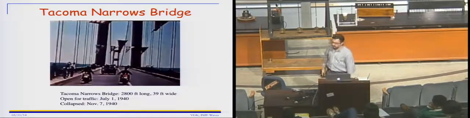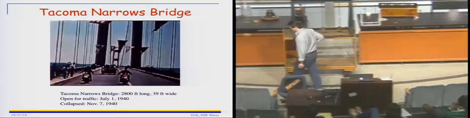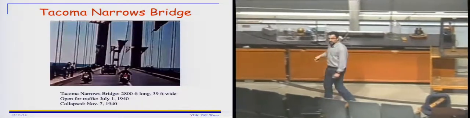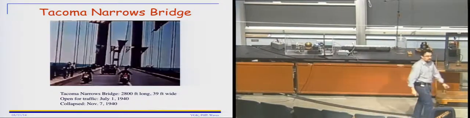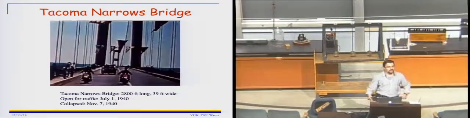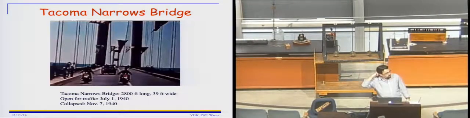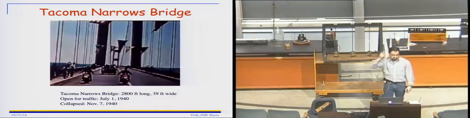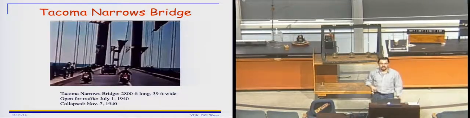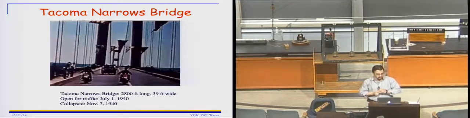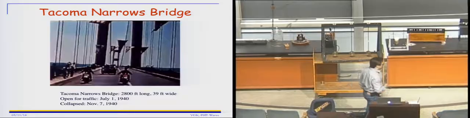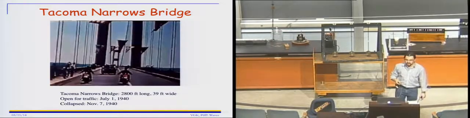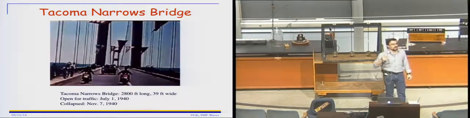Here's another example of the same effect that we actually teach in every introductory physics course. This is the standard example of a resonance in a large structure. In this case, the Tacoma Narrows Bridge. This bridge was built in the early 40s. I guess it says it was opened for traffic on July 1st, 1940. And it stood for a few months and then collapsed.